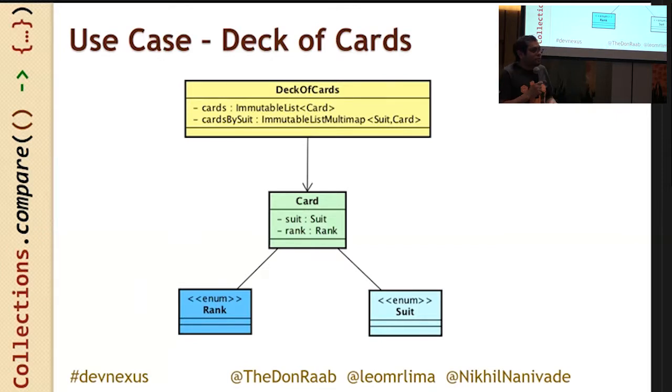While playing, the cards get jumbled, but the ideal deck of cards has 52 cards. Then you have an immutable list multimap. I'll explain what a multimap is in the next few slides. The card is made of a suit and a rank. These are just two enums. The suits are spades, diamonds, hearts. Ranks are ace, king, queen, etc. Any questions about the domain?